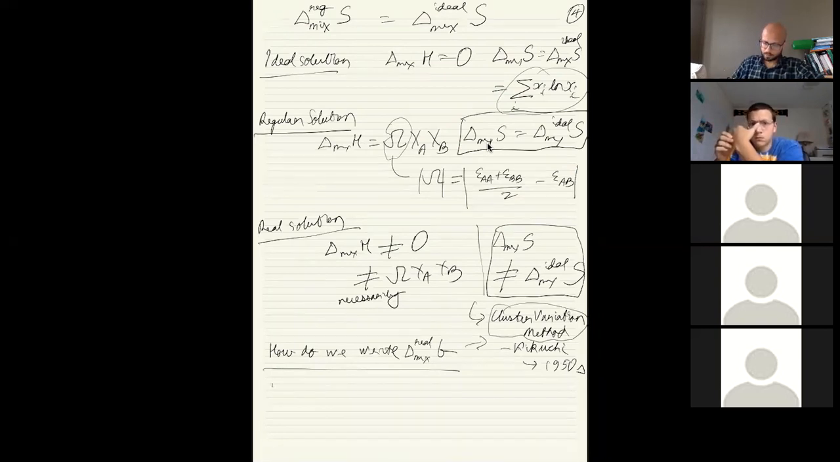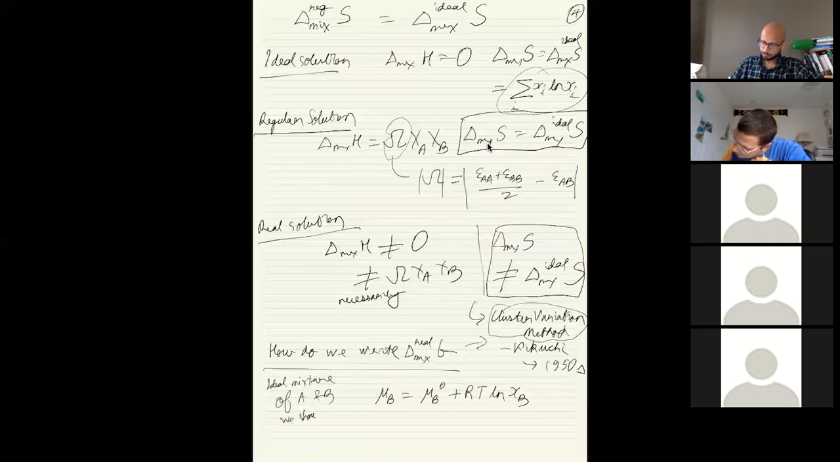In order to do this, let's remind ourselves of something we wrote down for an ideal mixture of A and B. For an ideal mixture of A and B, we wrote down that the chemical potential of B must be mu B naught plus RT ln X_B. We showed this in class, and similarly, the chemical potential of A goes to some chemical potential of the pure species plus RT ln X_A. So this is going to be true only for ideal mixtures.